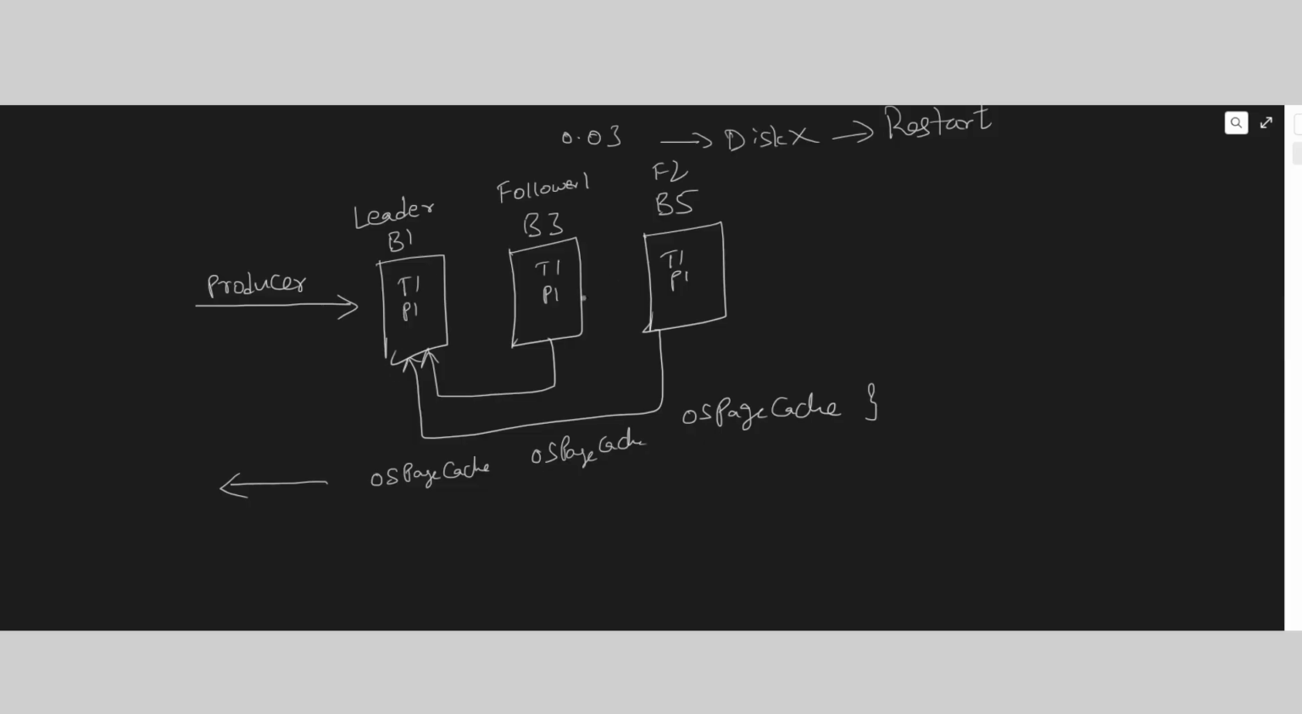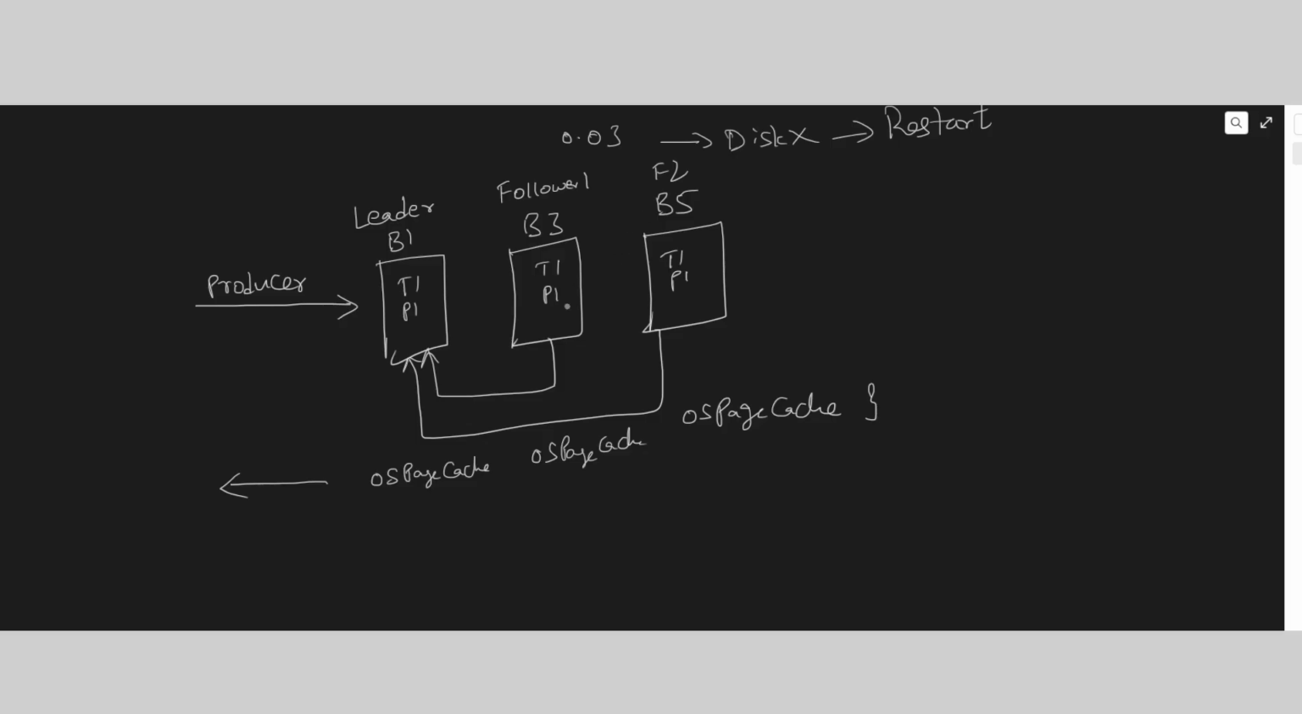No problem, because we have the same message in the RAM, specifically in the OS page cache of B3 and B5. So one of these two, which will have the data, will become the leader. If broker B1 is up again, it will become a follower for this leader and take the latest messages and get updated. So there is no problem, right?